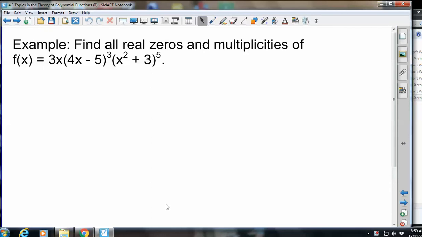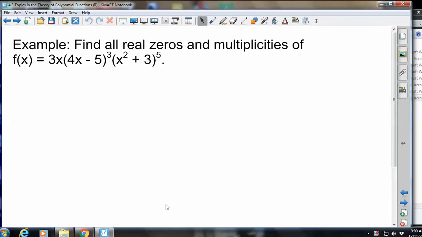Done finding zeros of polynomials. You would find your first one, or I gave you the first one, you do your synthetic, you could find zeros, you could do your factored form. This one, I have given you the factored form, and I want you to tell me all the zeros from that factored form.